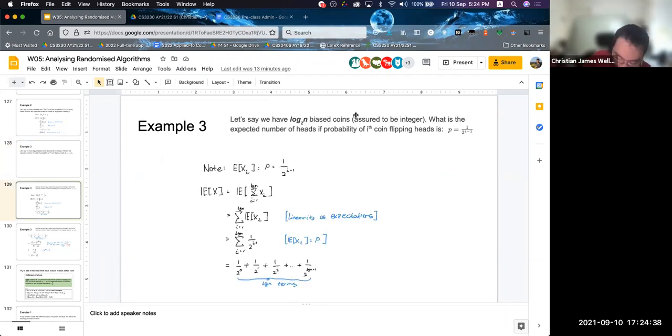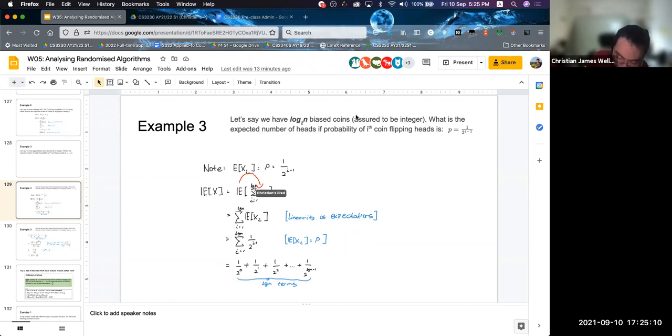So I let this be the probability. The expectation of the ith coin flipping heads is exactly this. Then because I have log of n biased coins, the summation goes from 1 to exactly log of n. Then the usual technique, linearity of expectation, bring it in.